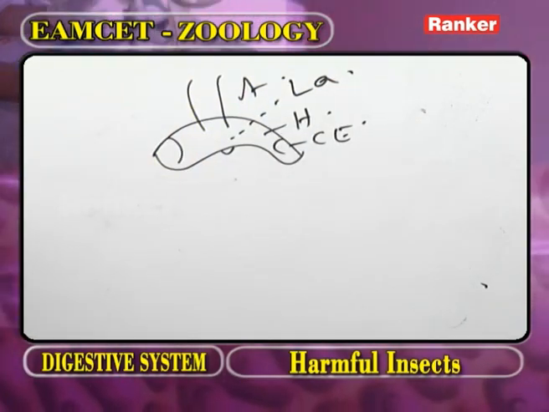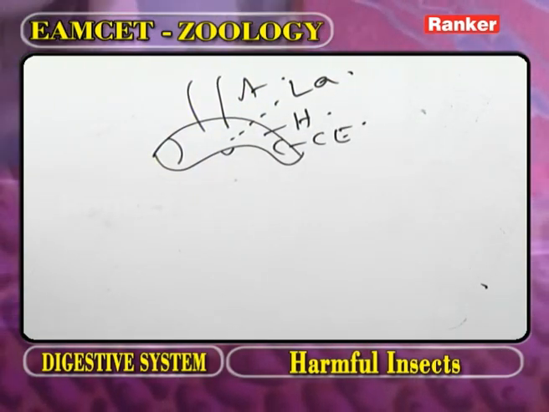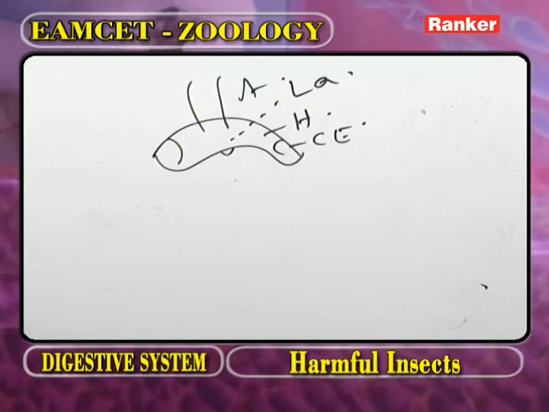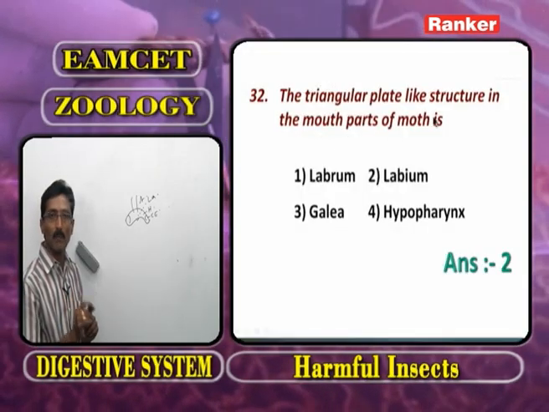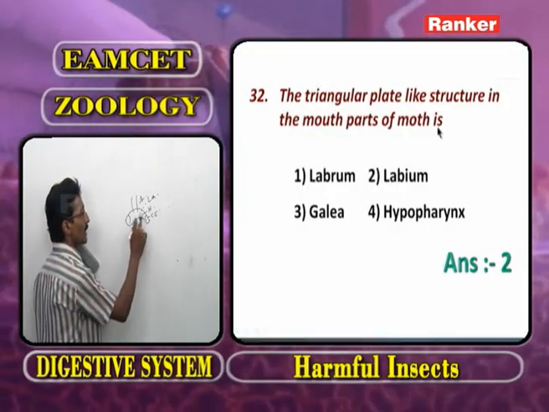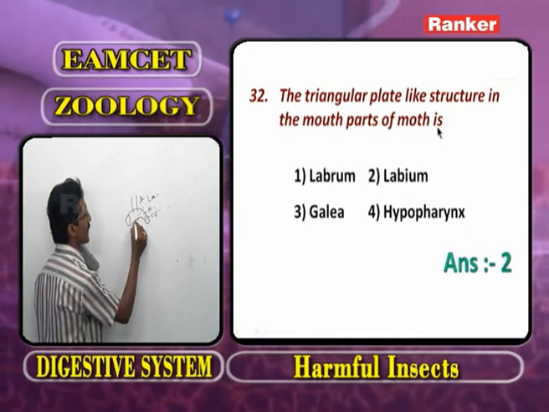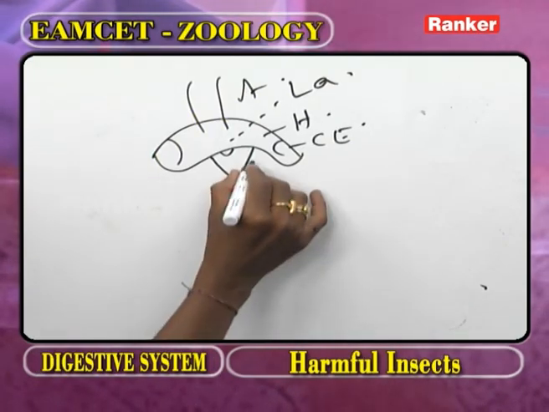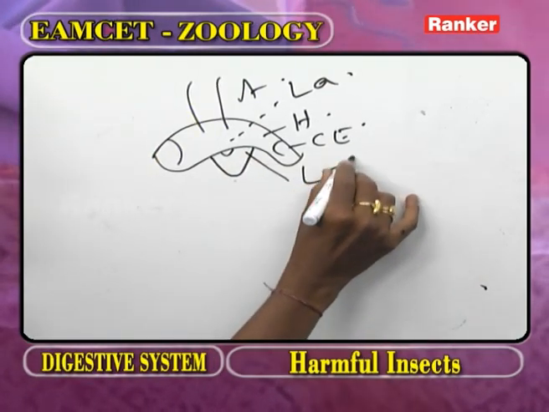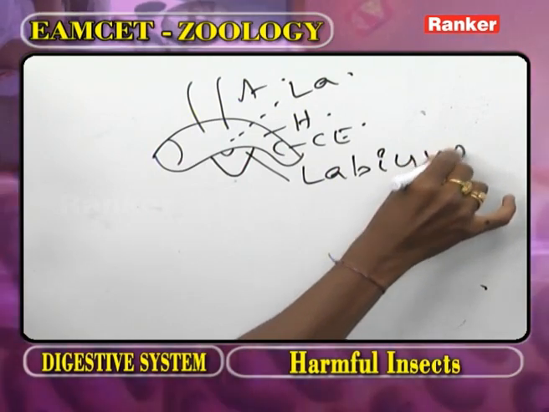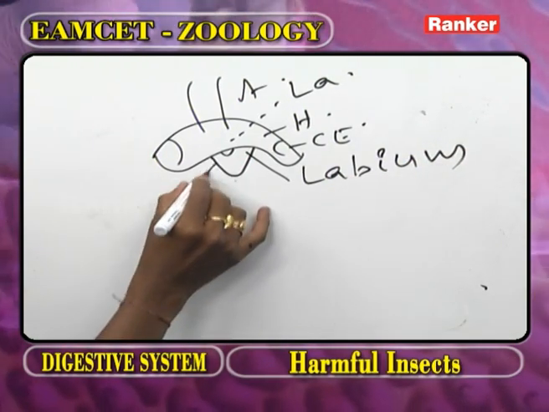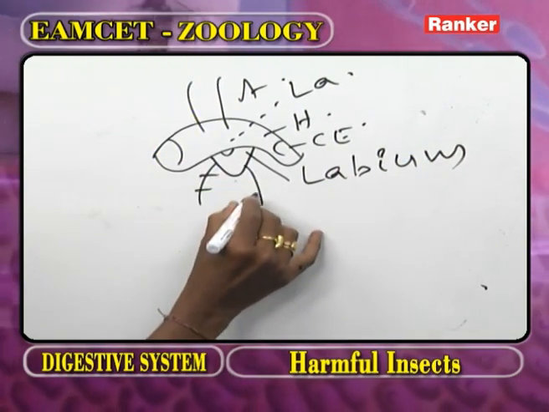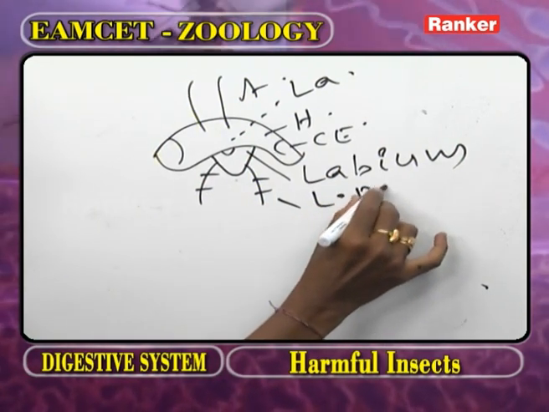Labrum. It is very much reduced. Here the question: what is the triangular plate-like structure in the mouth parts of moth? In the moth, siphoning type of mouth parts are present. In the siphoning type of mouth parts, what is the triangular plate-like structure? That we call the labium. The labium has three-segmented labial palps.